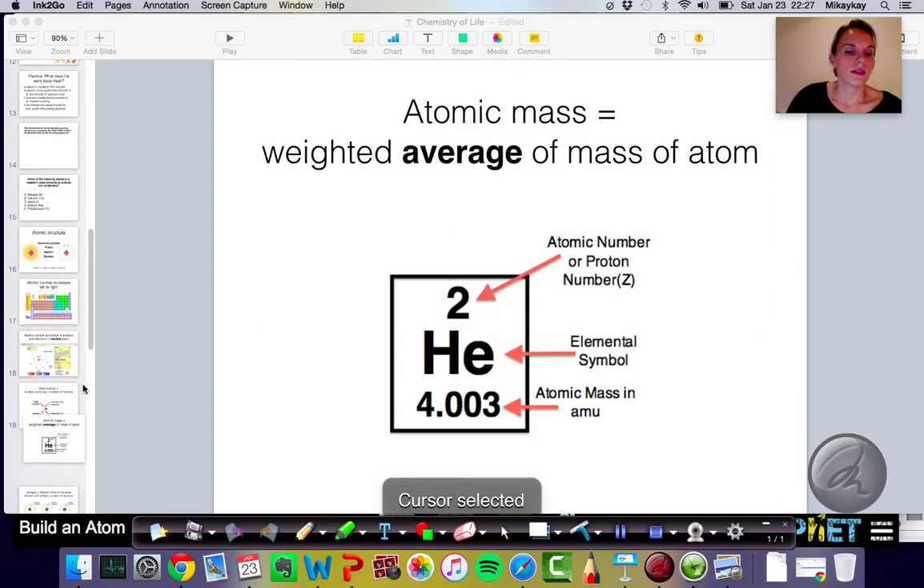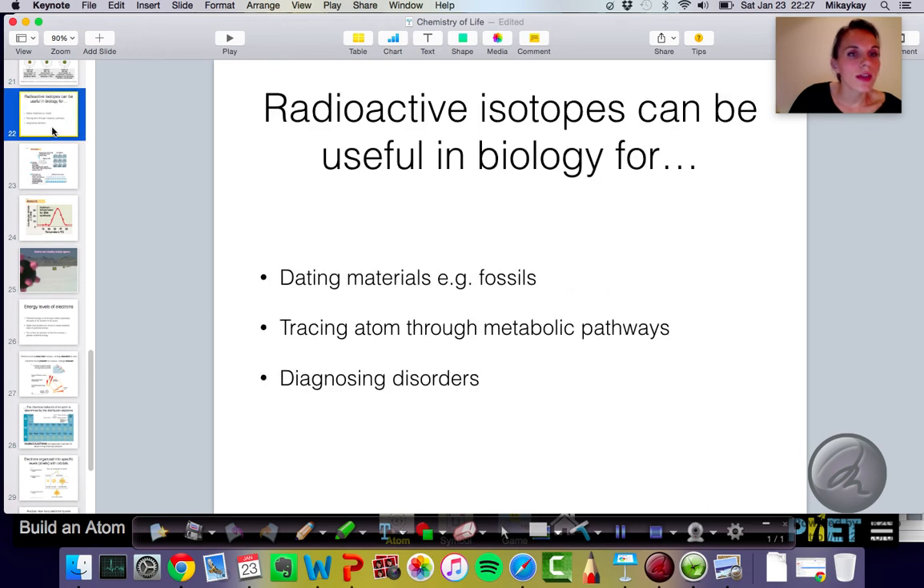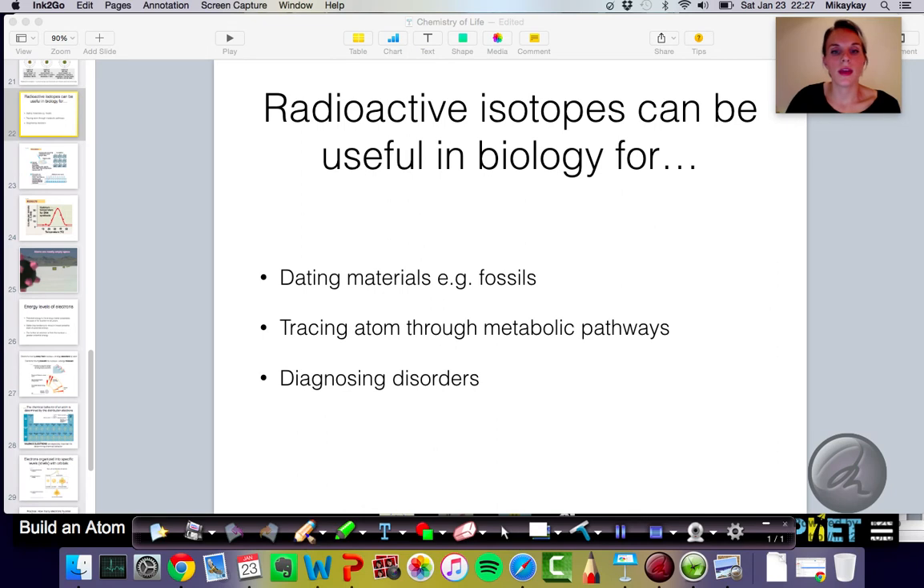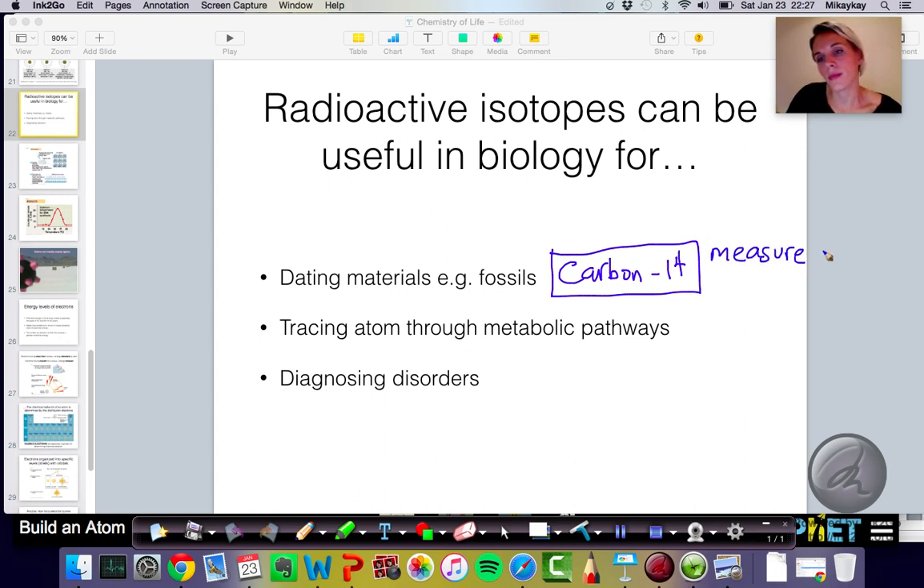So, no, not there. Let's scroll down. Here we are. So, they're very useful in biology for figuring out how old stuff is. So in particular, carbon 14 can be used for dating things that aren't too old, like formerly living organisms. If we find some fossils, or some ancient bones, we can use carbon 14 to figure out how old they are, because we can measure the amount of carbon 14 in the material. I'm not going to go into depth about that, but I can post a link to a video that explains it, or I can explain it to you in class at some point too.